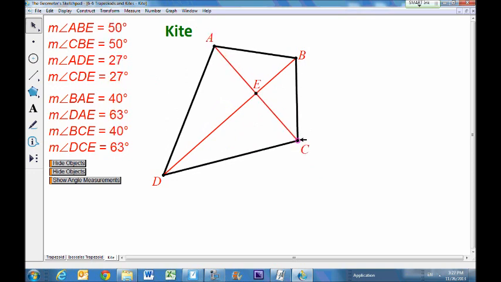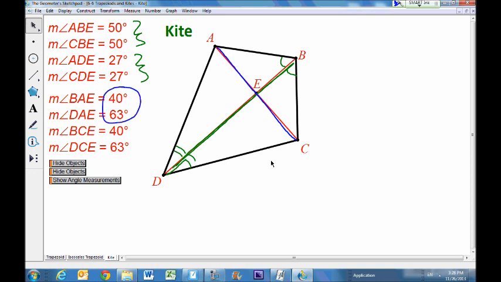Okay, so let me draw in exactly what is going on. ABE and ACB, these two are right here. So this diagonal has bisected angle B. ADE and CDE are down here. So again, BD has bisected angle D. But let me point out the fact that this diagonal did not bisect angle A because these are not the same. And it didn't bisect angle C because these aren't the same.